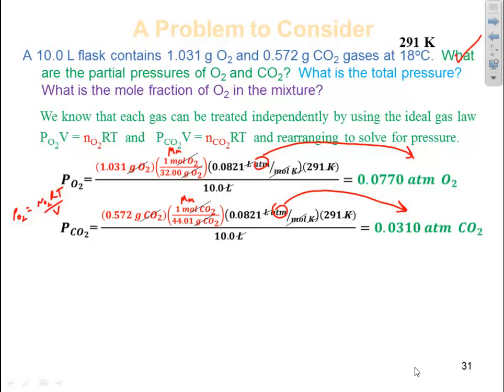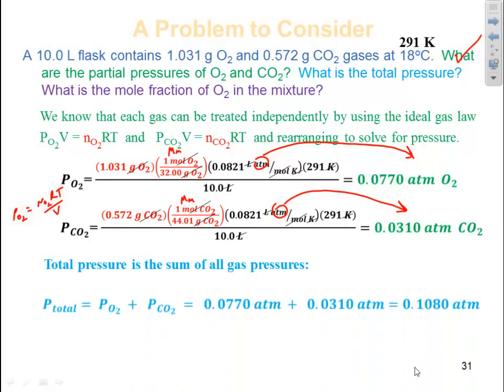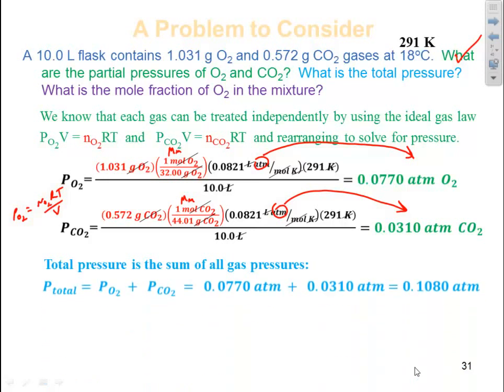Second one is, what is the total pressure? Well, total pressure is just a summation of all the partial pressures. So that would mean I take my partial pressure of oxygen plus my partial pressure of CO2, add those up, and I get 0.1080 atmospheres. That's my answer to the second question.